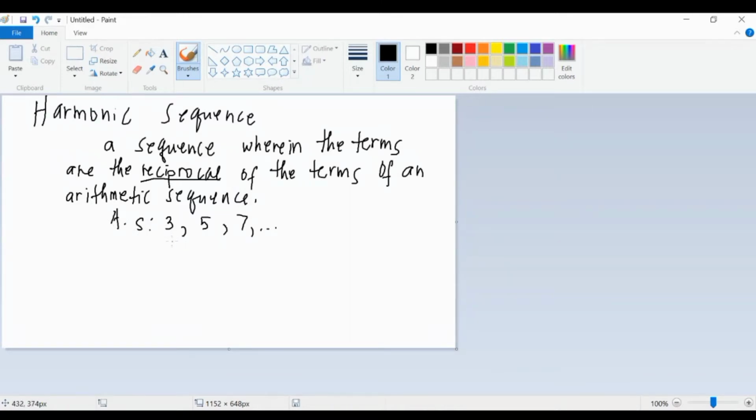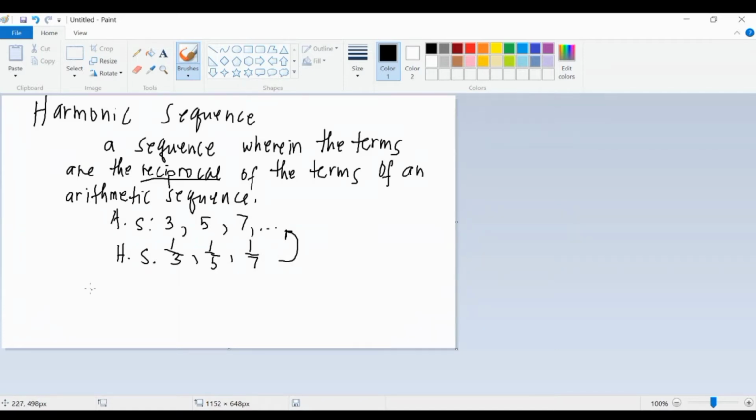So the reciprocal of 3 is 1 over 3. The reciprocal of 5 is 1 over 5. And then the reciprocal of 7 is 1 over 7. So this is an example of harmonic sequence. The reciprocal of the arithmetic sequence.